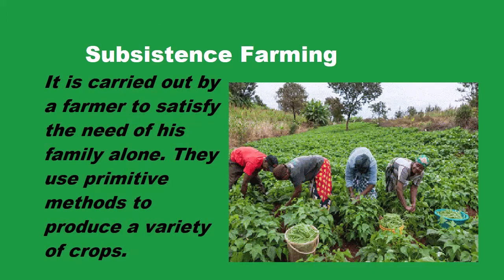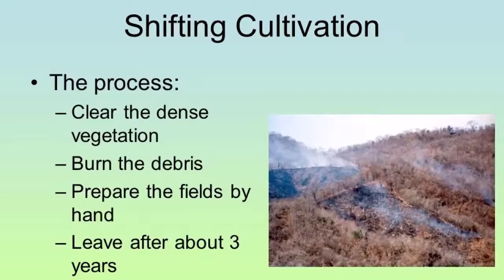First is subsistence farming. It is carried out by a farmer to satisfy the needs of his family alone. They use primitive methods to produce a variety of crops. The labor is provided by the members of the farmer's family. All types of manure and a little fertilizer are used. The production is generally low, therefore farmers are poor and their standard of living is low.